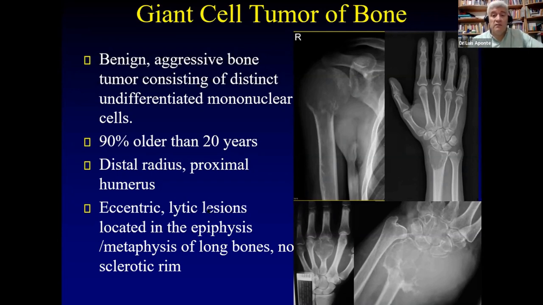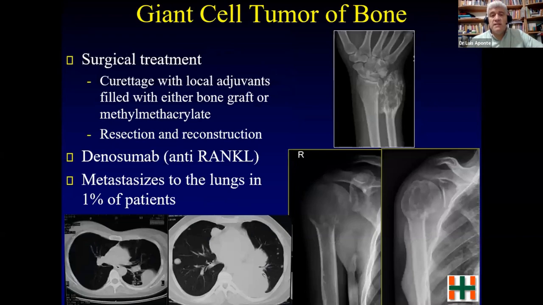It's eccentric. It's a lytic lesion. It's located in the epiphysis, but could grow to the metaphysis. You can see the epiphysis here. But it is a difference with the chondroblastoma, that it never has a sclerotic rim. It's very aggressive. It grows really fast. And if you don't see any sclerotic rim in the epiphysis, it's a giant cell tumor. So here you have some mets. In a different patient, you have a big met.